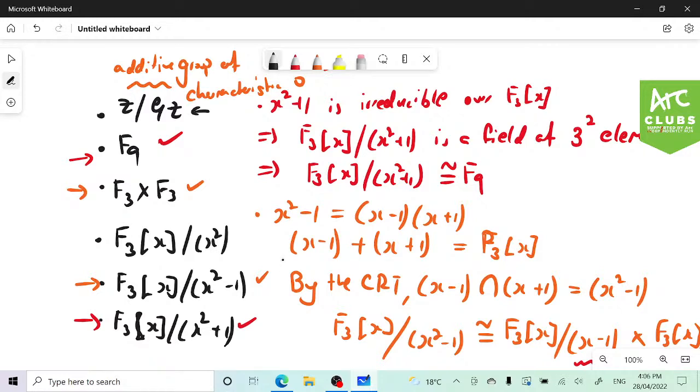We've proven that F9 and F3[x] mod x squared plus 1 are isomorphic. But these two things can't be isomorphic, right? Because this takes a tuple, while this one is just an element, and there's no isomorphism between these two. So these two things are distinct from each other. And it also turns out that F9 and F3[x] mod x squared are also distinct. So they're not isomorphic.